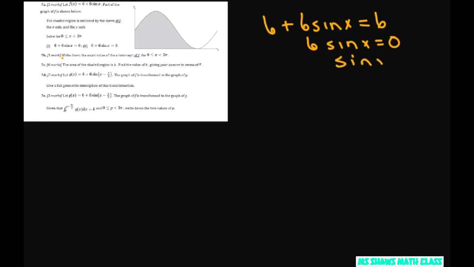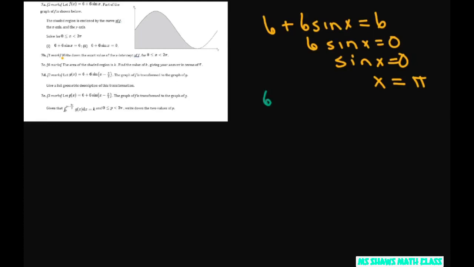For the first part, we have 6 plus 6 sine of x equals 6. Subtract 6, you get 6 sine of x equals 0. Divide both sides by 6, you get sine of x equals 0. And that's going to be at x equals pi. All right, then we're going to do the second one.